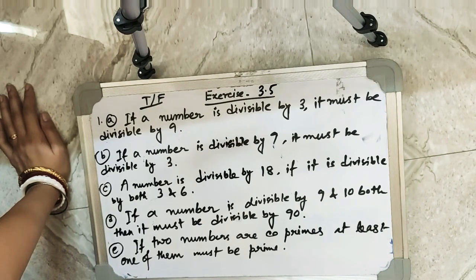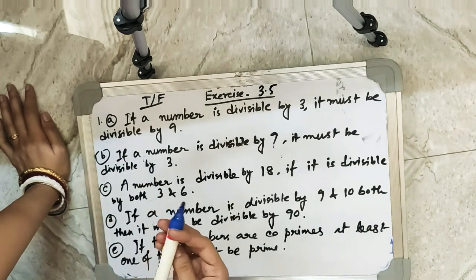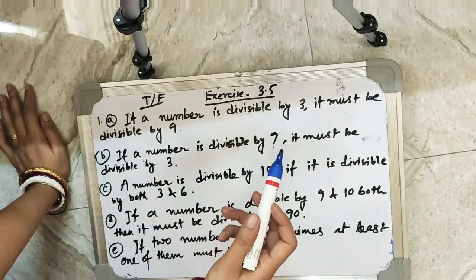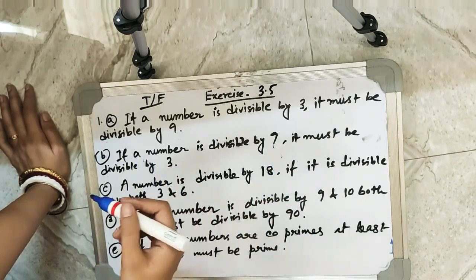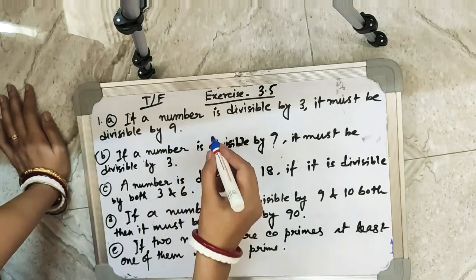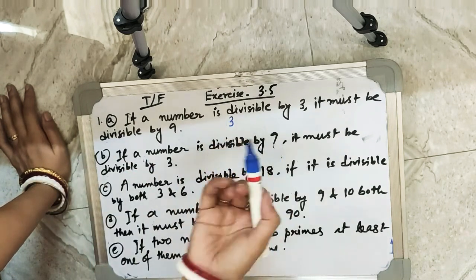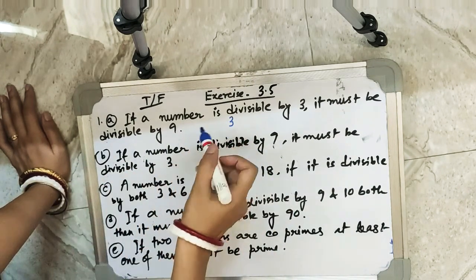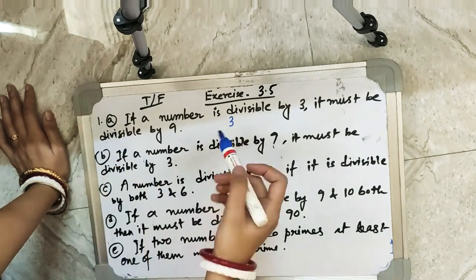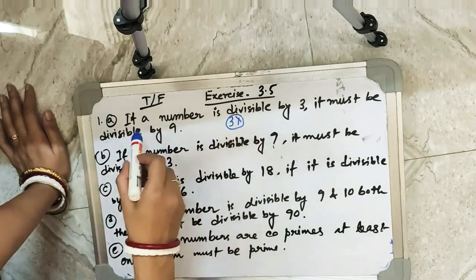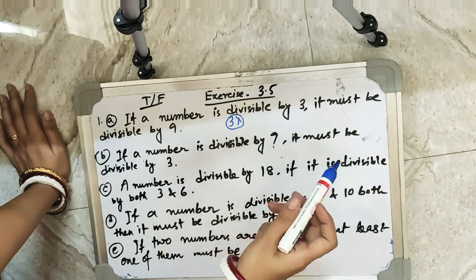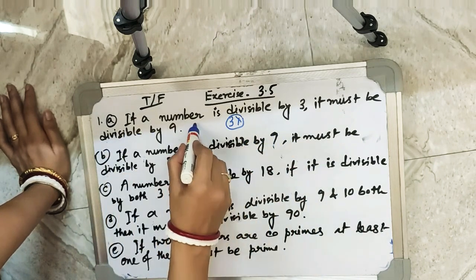In the first statement it is given, if a number is divisible by 3, it must be divisible by 9. Is it true? Because 3 is divisible by 3, is 3 divisible by 9? Obviously not. So the statement that if a number is divisible by 3, it must be divisible by 9 is false.